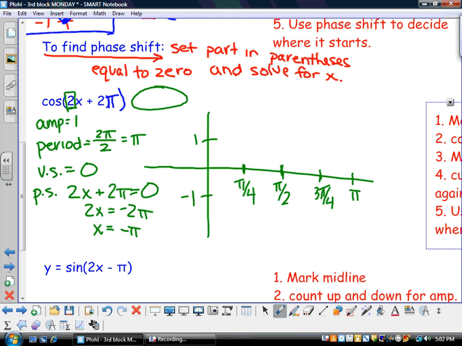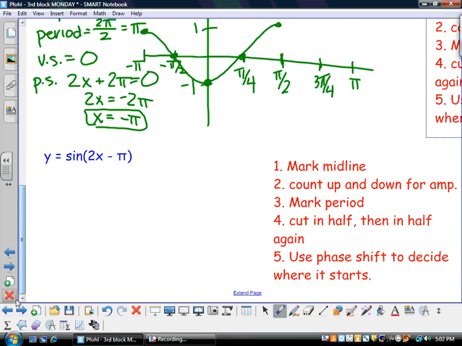Then we'll use the phase shift to decide where it starts. The phase shift is negative pi, so I need to go back to negative pi, and that's where this graph will start. It's a cosine graph, so it starts at the top, then it goes to the middle, bottom, middle, and top. This graph looks almost exactly like the last graph. The only difference is that the period is different. That's where we got to on Friday, so this one will be the first one that's new for today.